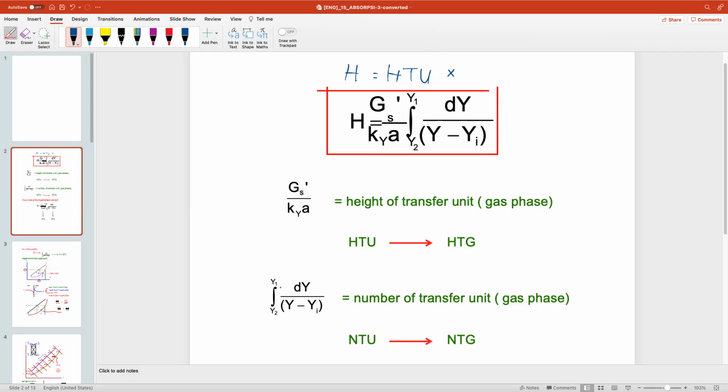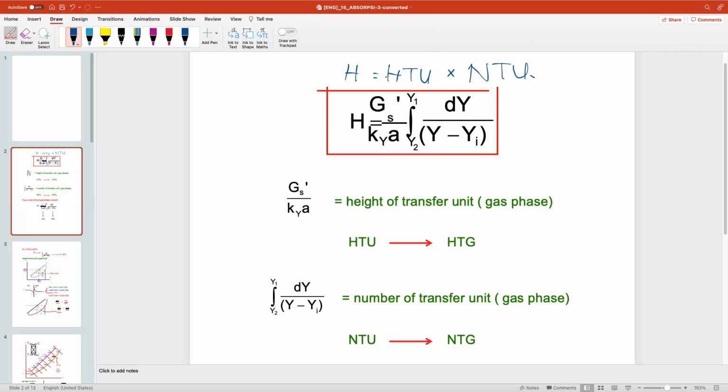The integral from y1 to y2 is changed to the integral from y2 to y1 to remove the negative, equal to dy divided by y minus yi, which is the value at the interface, in equilibrium. And this one is called the number of transfer units.